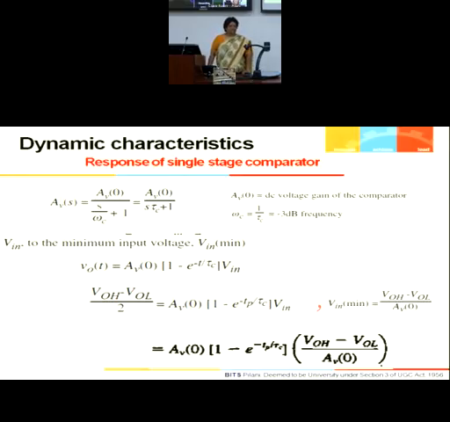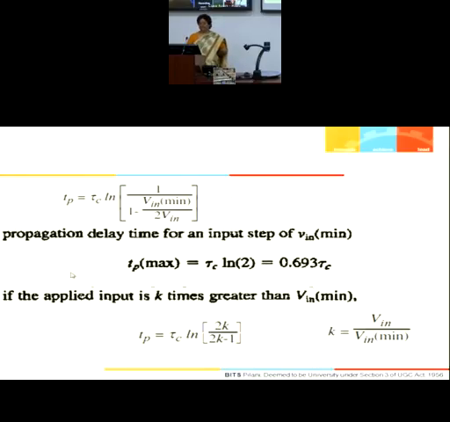Okay? I can get this from the resolution expression. I am taking V in as V in minimum. Minimum V in will be this value, the difference in the output divided by the gain. So simply substitute it in here. That is this value. Clear? Substitute this over here, and this is written as VOH minus VOL by 2. Simple substitution, and then you simplify, you get your expression for TP.